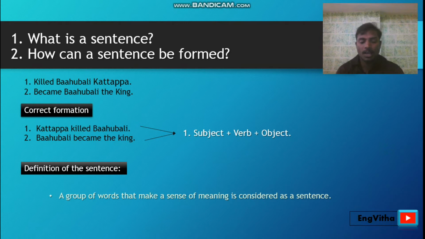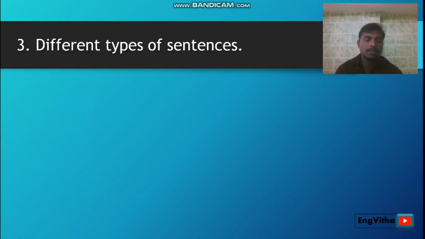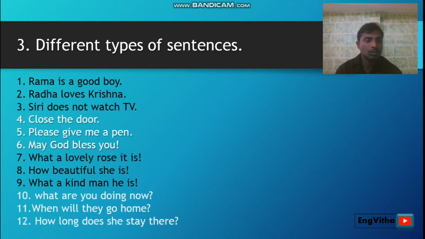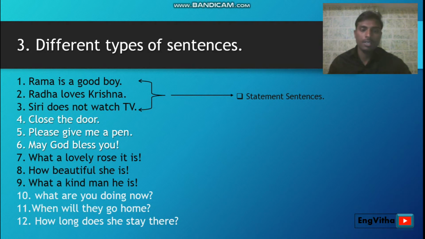So let us look at the third one, different types of sentences. Before looking at different types of sentences in detail, we would analyze these 12 sentences. The first sentence is Rama is a good boy. Radha loves Krishna. Siri does not watch TV. If you look keenly at these three sentences, you would find the first sentence, Rama is a good boy, is a positive sentence. Radha loves Krishna is also a positive sentence. But the third one, Siri does not watch TV, is a negative sentence. So these three sentences can be put in a category of statement sentences. So what we have in statement sentences are positive sentences and negative sentences.